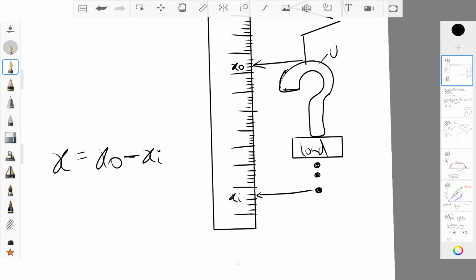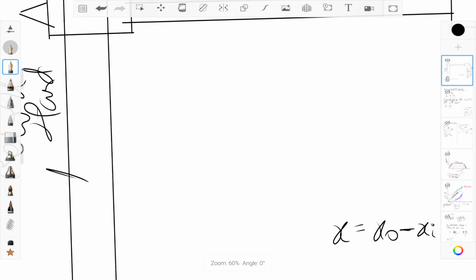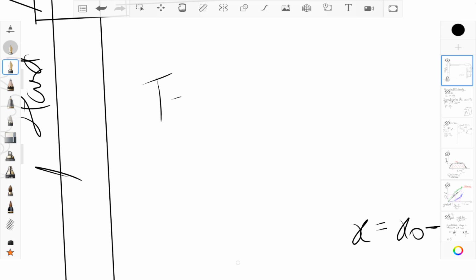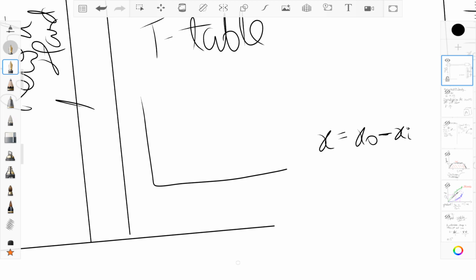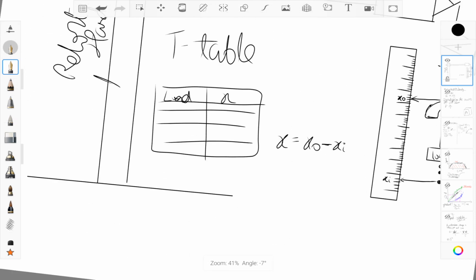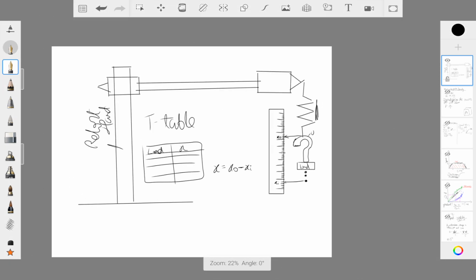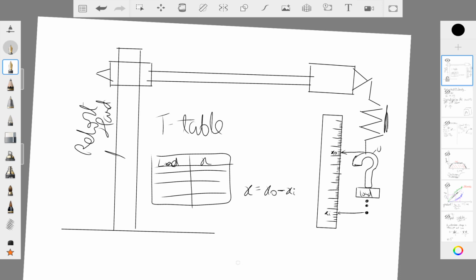After taking multiple measurements, you can simply record your results in a T table. That's a T table, not T as in the ones you drink. A T table looks something like this, where you would have load here, extension here. You just record your values, and then once you have your values, you can plot them in the load extension graph that I showed previously. Again, be mindful of your units.